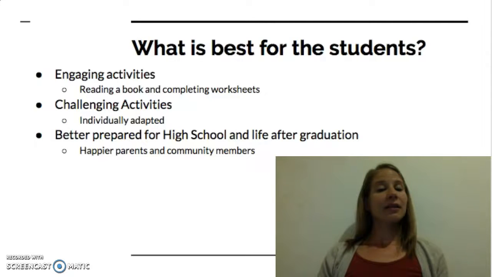As the parents stated in the letter, many of our students are bored with what they are doing. Last, what is best for our students? They will be better prepared for high school and life after graduation. This will result in happier parents and happier community members.